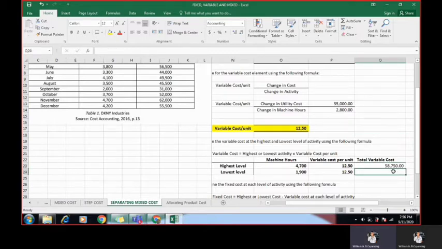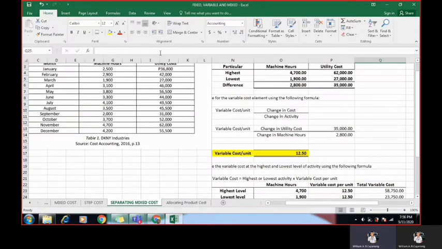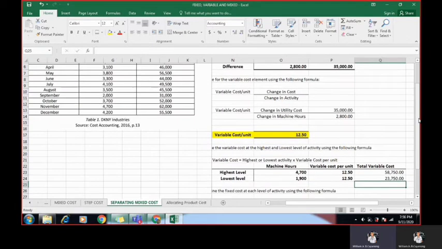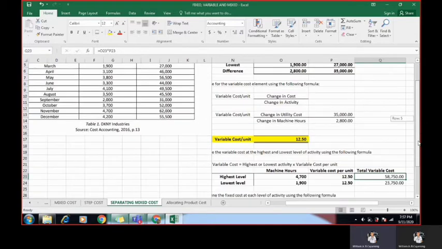Okay, 23,750. Therefore, sa highest level, tingnan natin ha. Okay, ang highest level natin is November, 62,000. Out of the 62,000, ang variable cost niya is 58,750. Now, sa lowest level during March. Magkano ba ang cost ni March? 27,000. Out from the 27,000, ang variable component niya is 23,750. So the difference between the total cost and this variable cost will be our fixed cost.